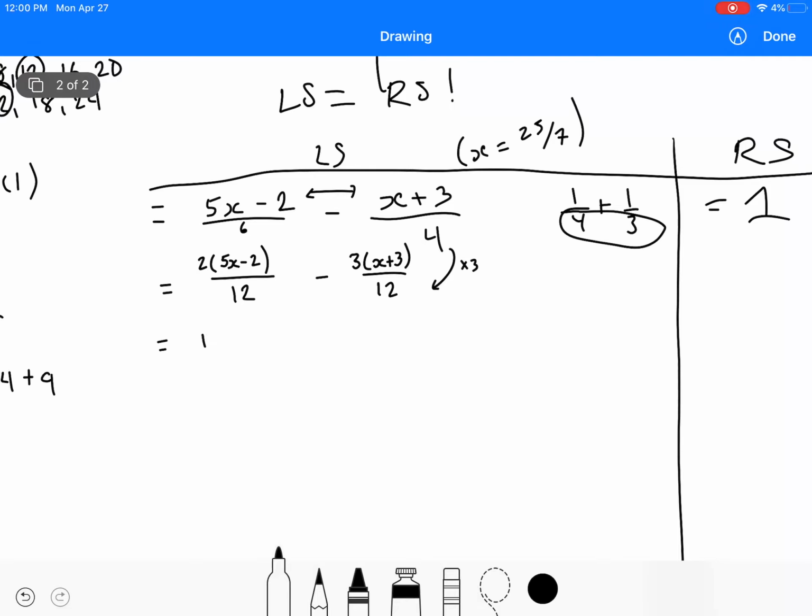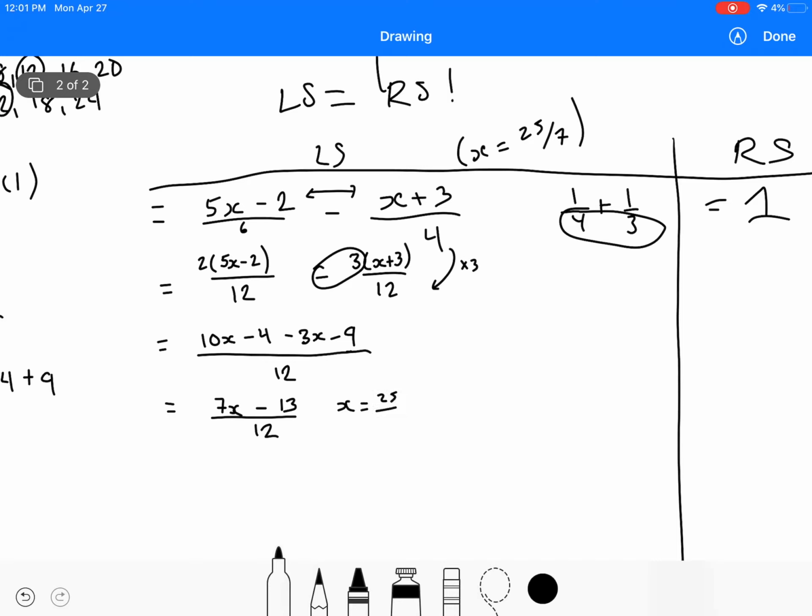Now let's simplify that out, and then we'll collect terms. So this will be 10x minus 4, and I'm going to write it all over the same denominator because it's all over 12. So we have 10x minus 4, minus, and then remember this negative is attached to that 3, so minus 3x minus 9. All right, so now let's collect our like terms. This leaves us with 7x minus 13 over 12. Now I only have one fraction.